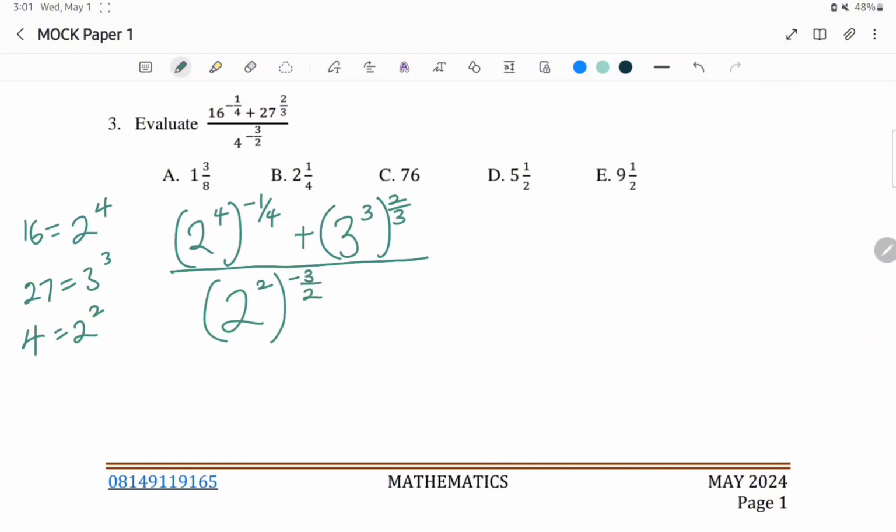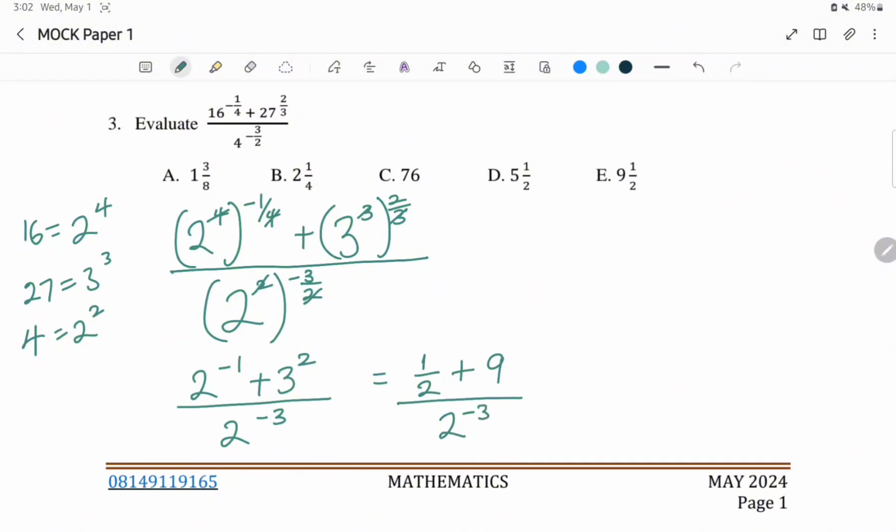So if we cancel out, this 4 at the denominator will cancel out this. This 3 at the denominator will cancel out this. This 2 will as well cancel out this. That means we have 2 raised to the power minus 1 plus 3 raised to the power 2 all over 2 raised to the power minus 3. That is, we have 1/2 plus 3 squared, which is 9, all over 2 raised to the power minus 3, which is the same thing as 1 over 8.